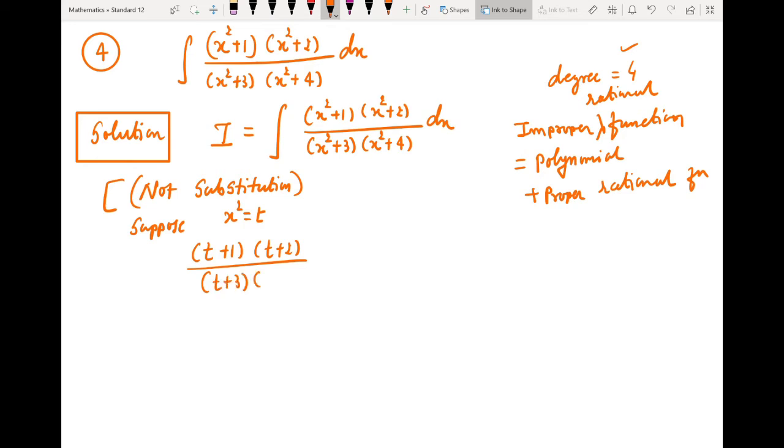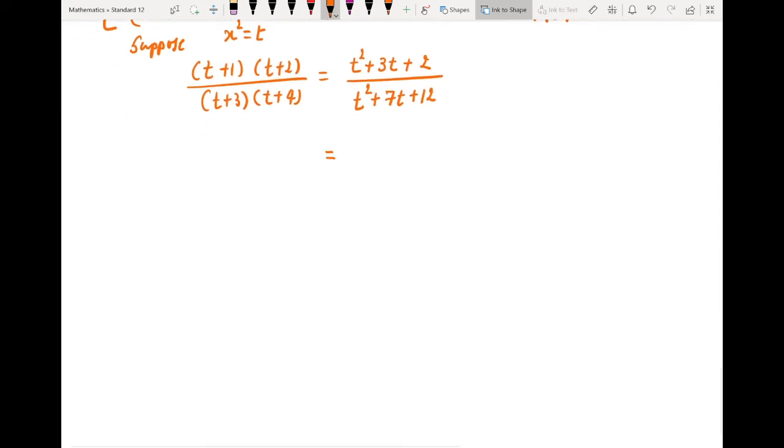t plus 3, t plus 4. So this is t square, expansion is 3t plus 2 upon t square plus 7t plus 12. Now this is quadratic upon quadratic. So in such cases first you write down denominator. So t square plus 7t plus 12. This is t square plus 7t plus 12.